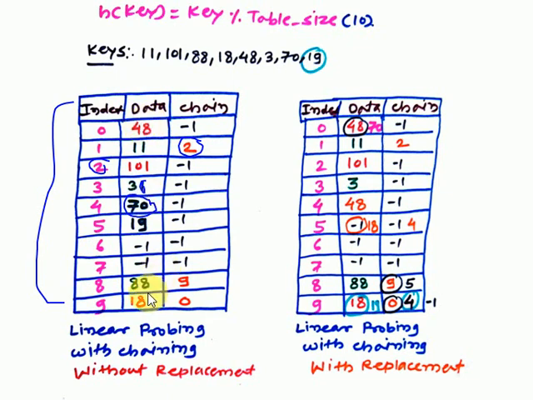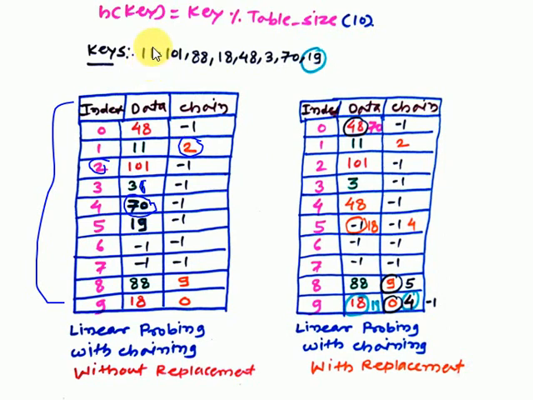Since after 18 the next element of index 8 was 48, which is at index 0, we are marking the chain at 0. Right? Now this was linear probing with chaining without replacement, which we have already seen in the previous slide. Now there is one more type, called linear probing with chaining with replacement. So we'll go inserting one by one.